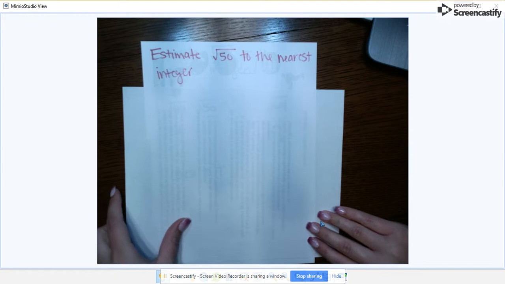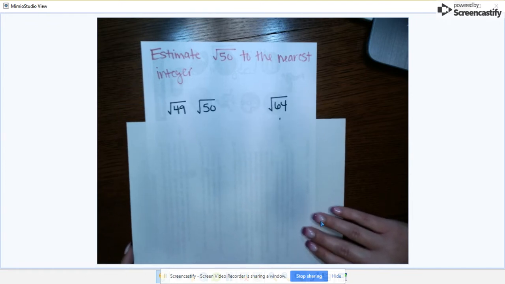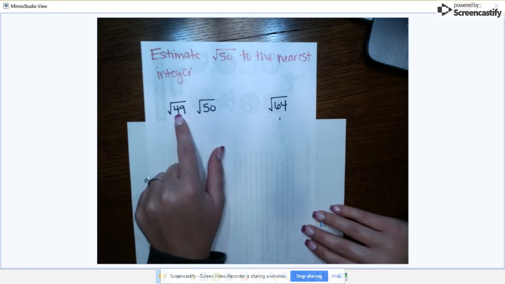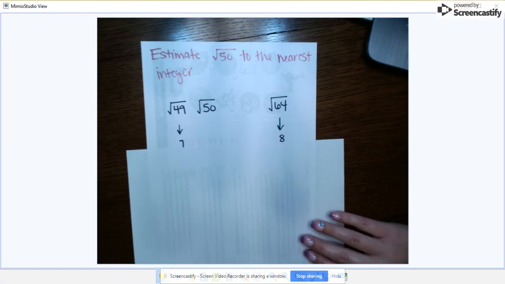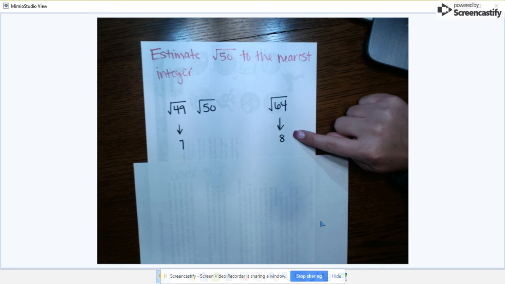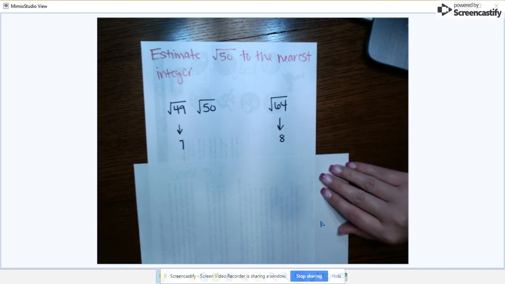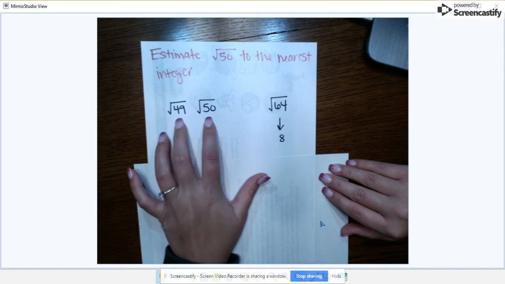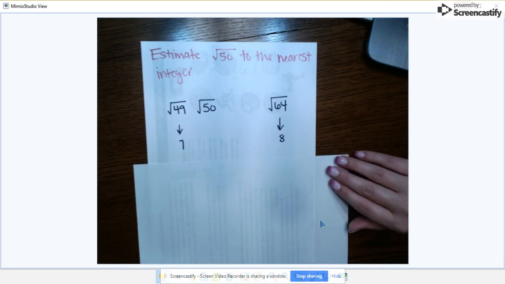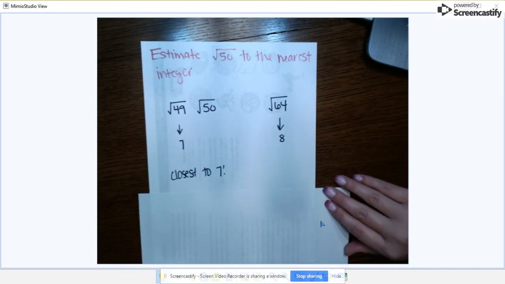So if you think, closest perfect squares would be 49 and 64. And 50 is a lot closer to 49. We know the square root of 49 is 7 and the square root of 64 is 8. So we know it's going to be somewhere between 7 and 8. But like we talked about, 50 is closer to 49. So we know the nearest integer would be 7.